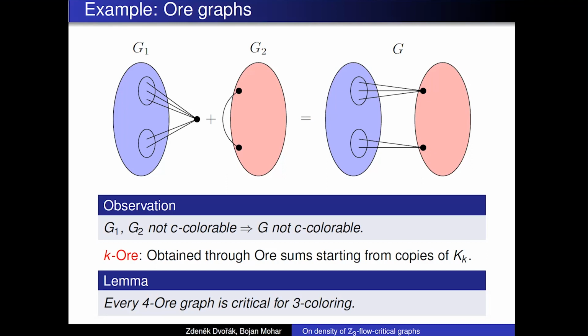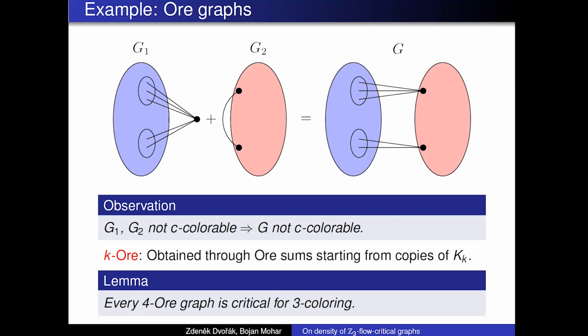Then there are some constructions that you can use to create a larger critical graph. One interesting one for this talk is the OR construction, drawn at the top of the slide. You take one graph, select a vertex, divide its neighbors into two groups arbitrarily, and split the vertex into two. Then you take a second graph from which you delete an edge, and you glue the two split vertices of G1 onto the ends of this edge. The resulting graph G is called the OR sum of the graphs G1 and G2.